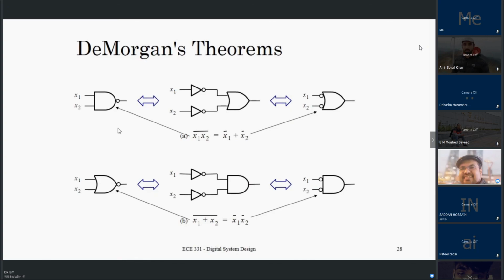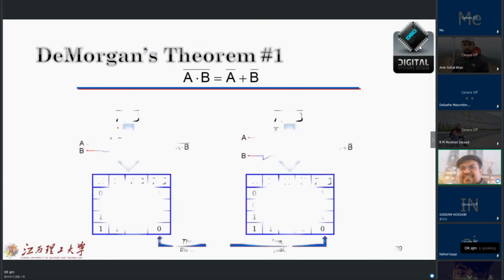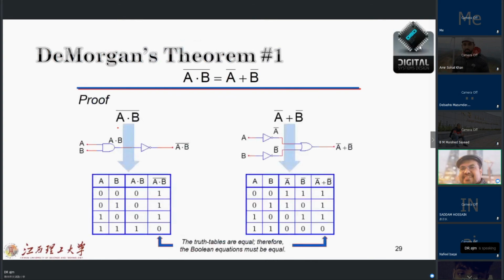Maybe we can show it better with some proof, like this. If I have A and B, first I want to see A dot B. The simple AND between A and B: if my input is 0 and 0, the output is 0; 0 and 1 is 0; 1 and 0 is 0; 1 and 1 is 1. And A dot B not means the not of whatever I calculate here: 0 becomes 1, 0 becomes 1, 0 becomes 1, 1 becomes 0. This is one side.